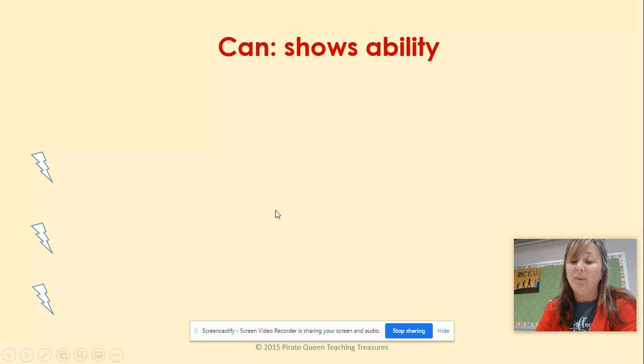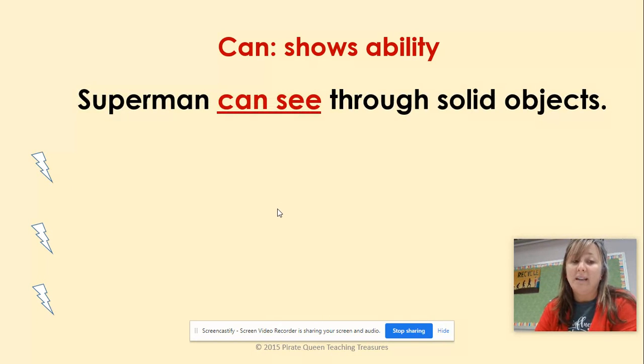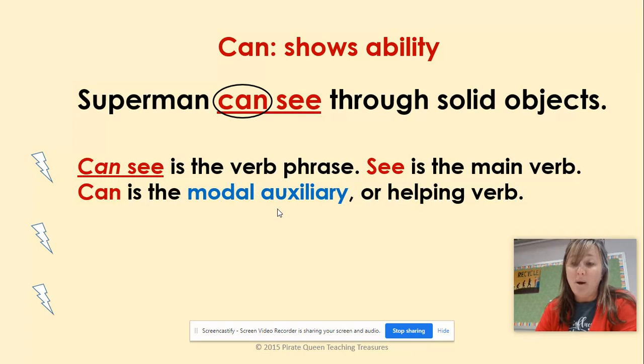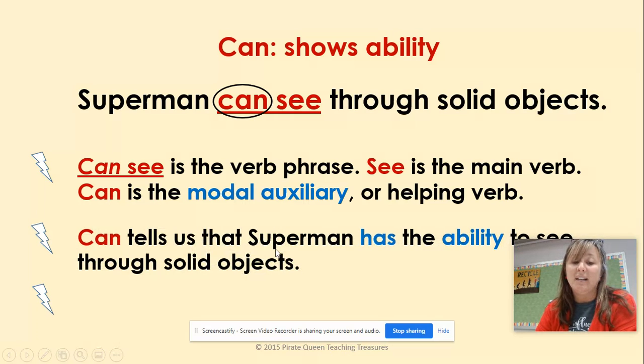Can is a modal auxiliary that shows ability. Here's an example. Superman can see through solid objects. Can is the modal auxiliary. Can see is the verb phrase. See is the main verb. Can is the modal auxiliary or the helping verb. Can tells us that Superman has the ability to see through solid objects.